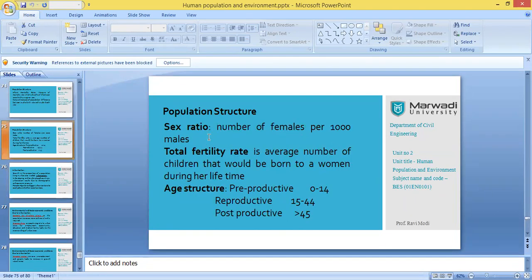Then sex ratio, I think this is already being studied by you. That is the number of females per 1,000 males. Total fertility rate, that is the average number of children that would be born to a woman during her lifetime.